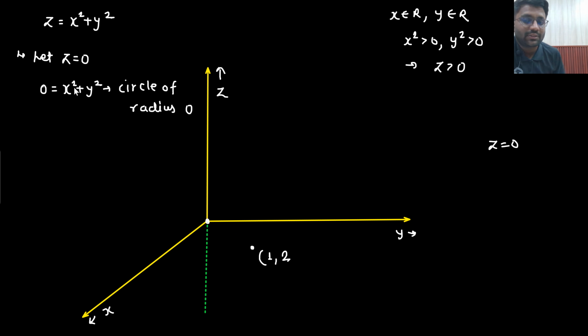What does that mean? That means you need to make a circle of 0 radius in the xy plane. A circle of 0 radius means simply a point you need to make. Is that clear to you? You will slowly understand. Have some patience.